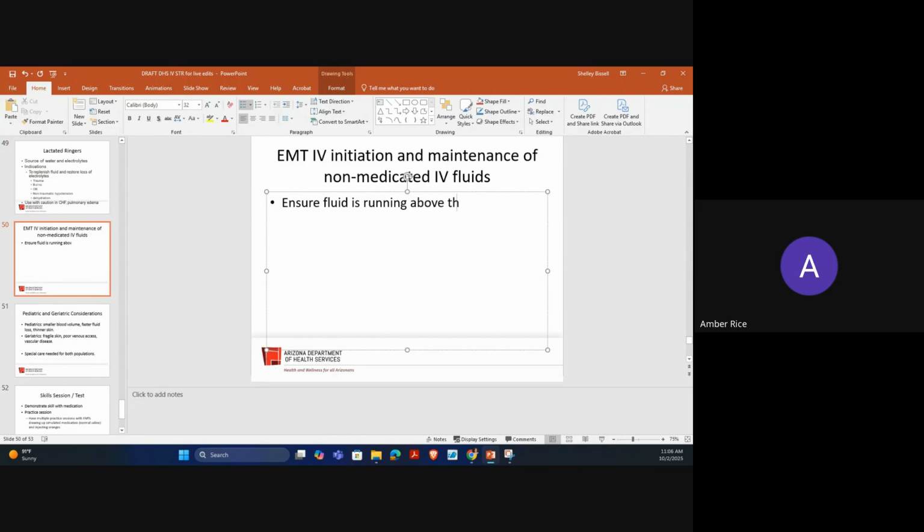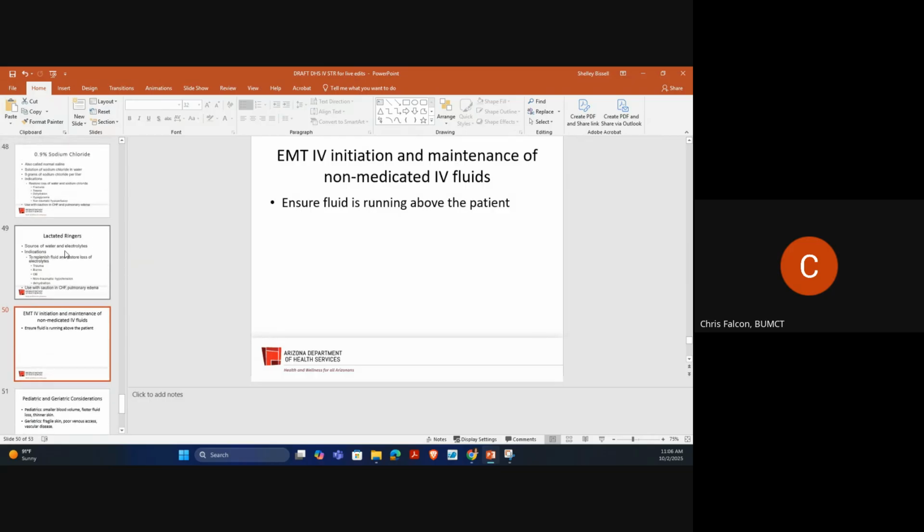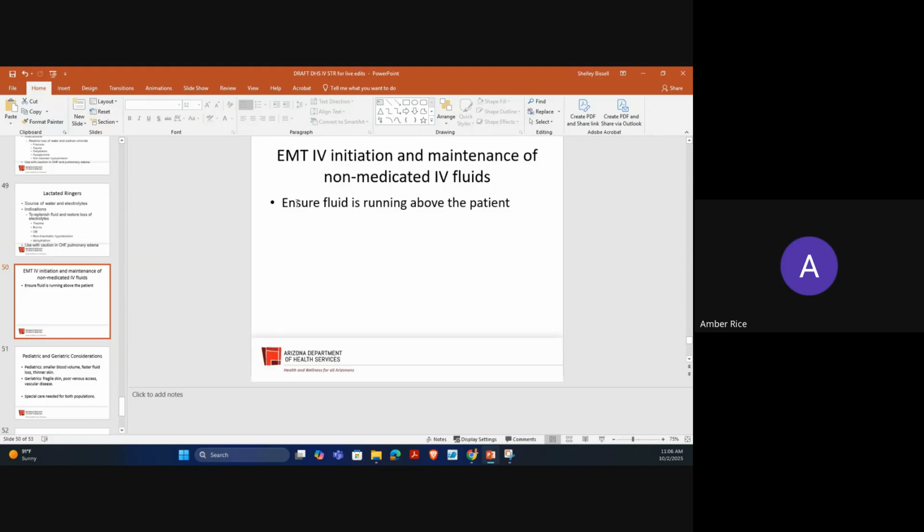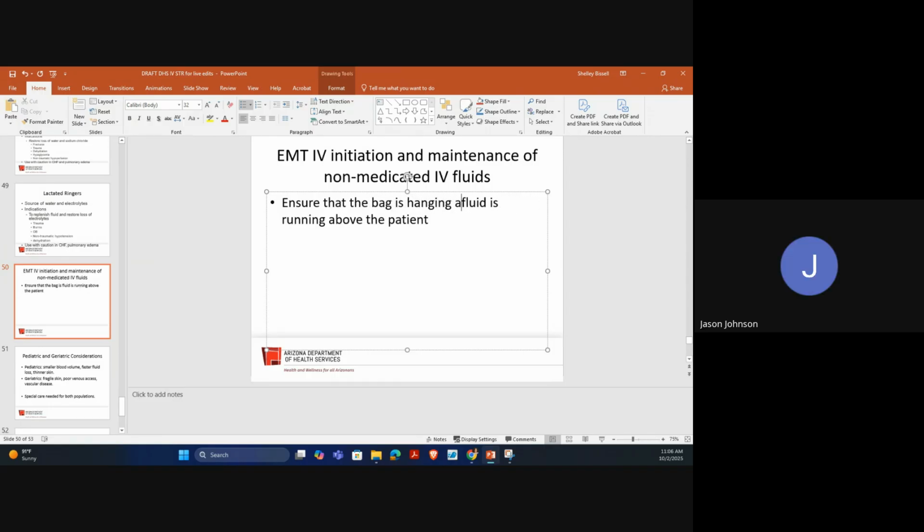We can say, because up there we say we have them prime the line. That's kind of where it ends. Prime the line and hook it up. And then maybe this slide is something about back pressure. Instead of "ensure fluid is running above patient," say "ensure that the bag is hanging above the level of the IV that's placed to prevent backflow of blood into the IV."